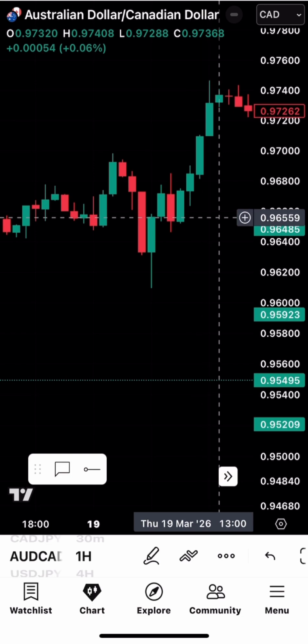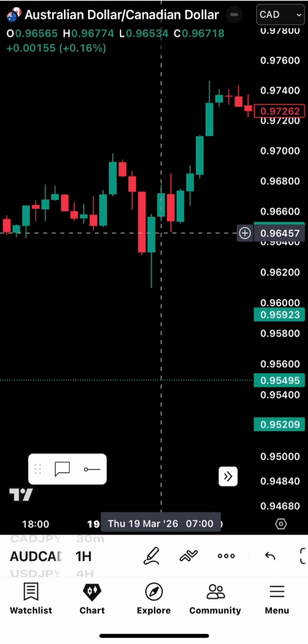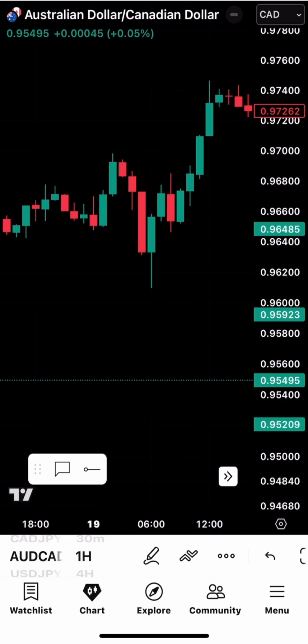And if we were to switch our time frames, then these candles would change. If we switch it to 30 minutes, then each one of these candlesticks would then represent 30 minutes instead of 1 hour. So let's go ahead and get into the material.